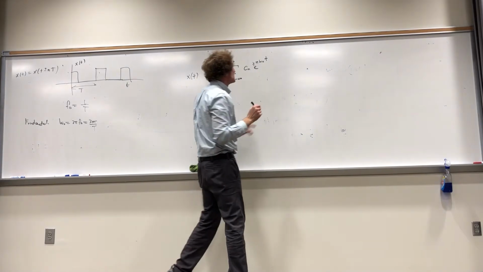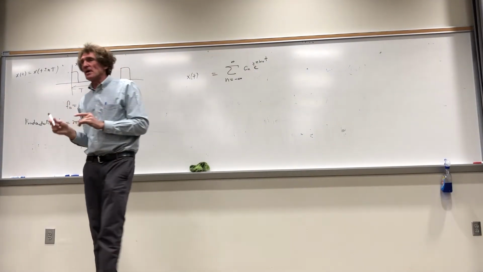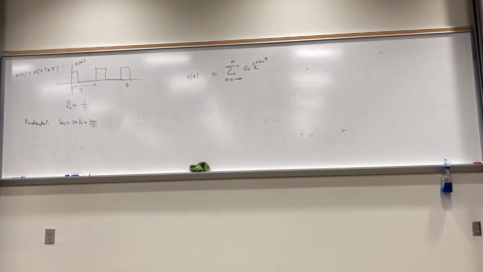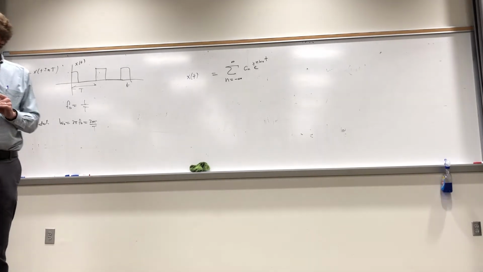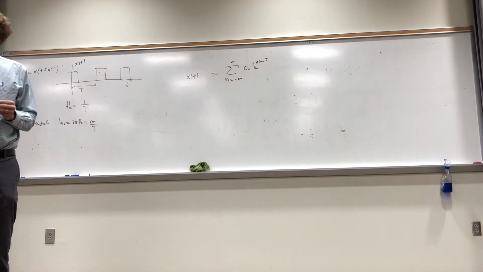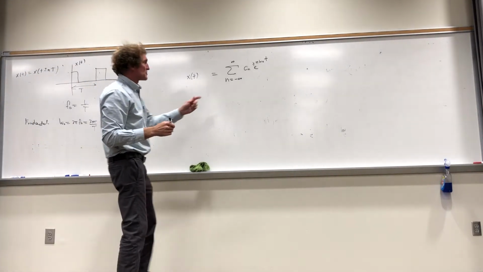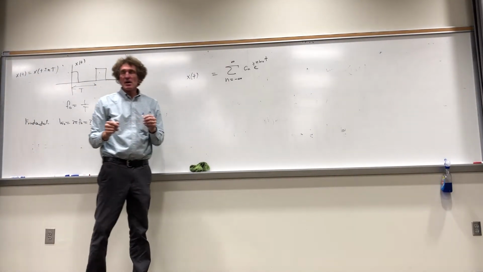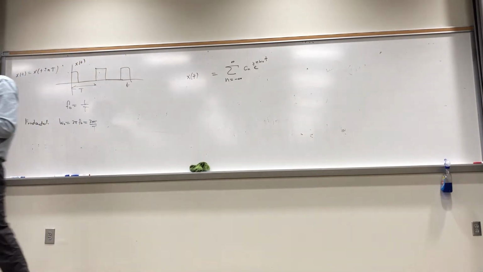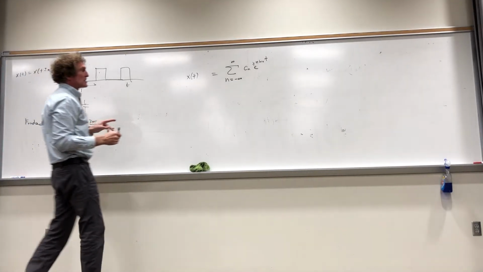Now n is an integer. Omega naught is the fundamental frequency of the periodic waveform you're trying to analyze. And the trick is to get c of n. That's the coefficient we're looking for. You'll notice this is a doubly infinite series from minus infinity to plus infinity. We can limit that and make it a singly infinite series from 0 to infinity in a bit. But for now, work with me on this. All right? So our goal is to get c of n.